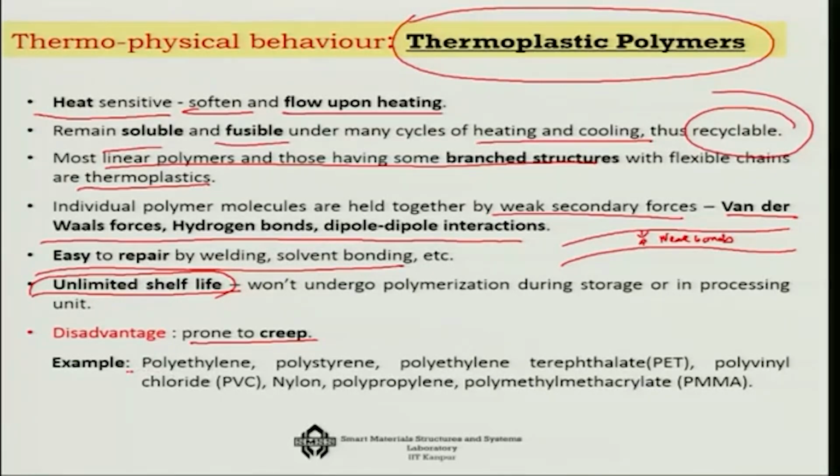The examples are polyethylene, polystyrene, PET that you see many times used for bottles, PVCs, nylon, polypropylene, PMMA. PMMA is used by your dentists, for example; they make artificial teeth or such things using PMMA. So it is also known as dentist's powder. So those are the thermoplastic polymers.